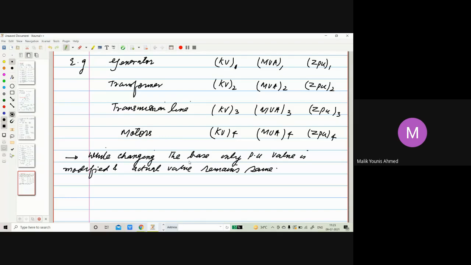So while you are changing the base value, what's going to happen? The per unit values will get modified, but actual values, they will not change. That's the aim. In the power system, we can't modify anything. So only the per unit values will get modified, but that's fine. We will understand them with some values.